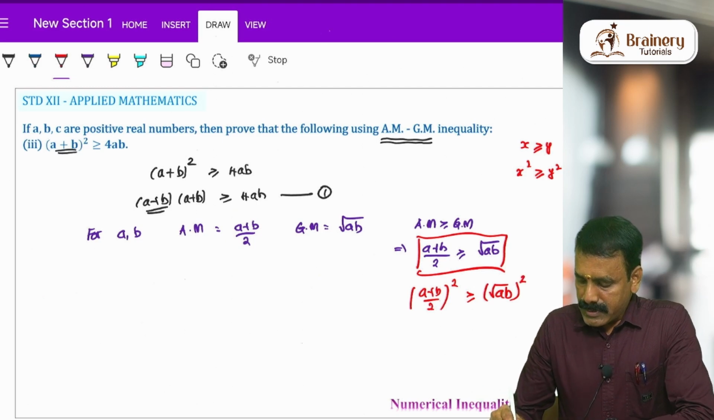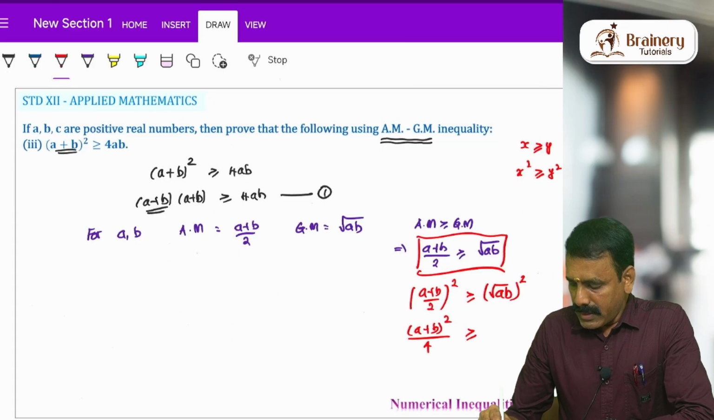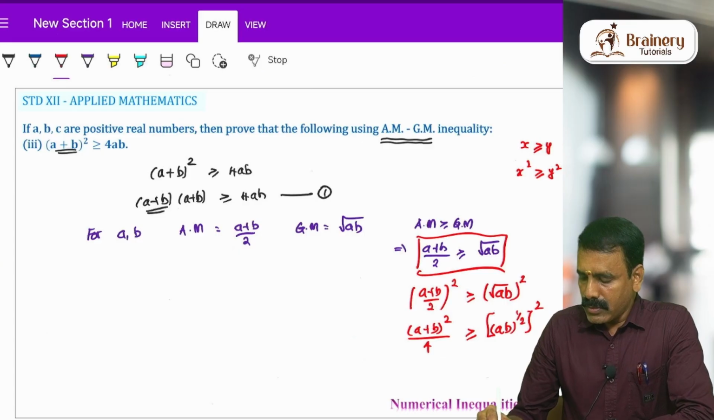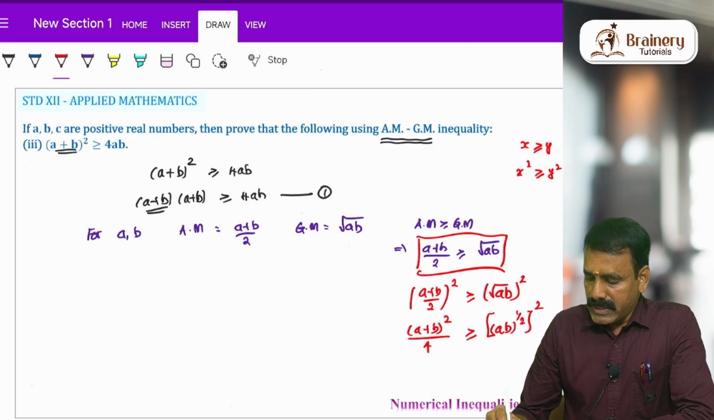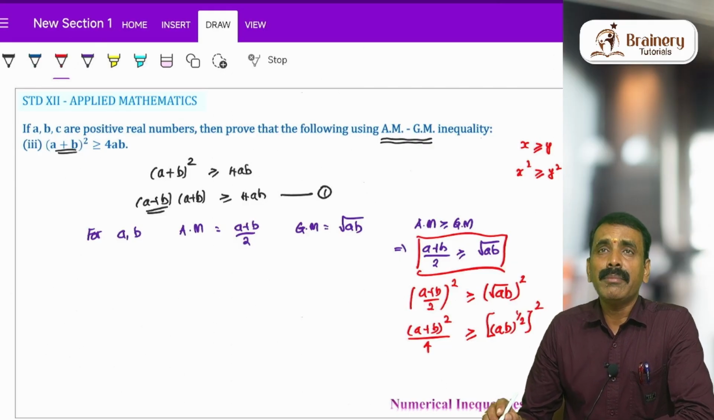So the left hand side becomes (A plus B) the whole square by 4. On the right hand side we get (AB) whole power 1 by 2, whole square. So the square and square root cancel each other. So we get the expression (A plus B) the whole square by 4 greater than or equal to AB.